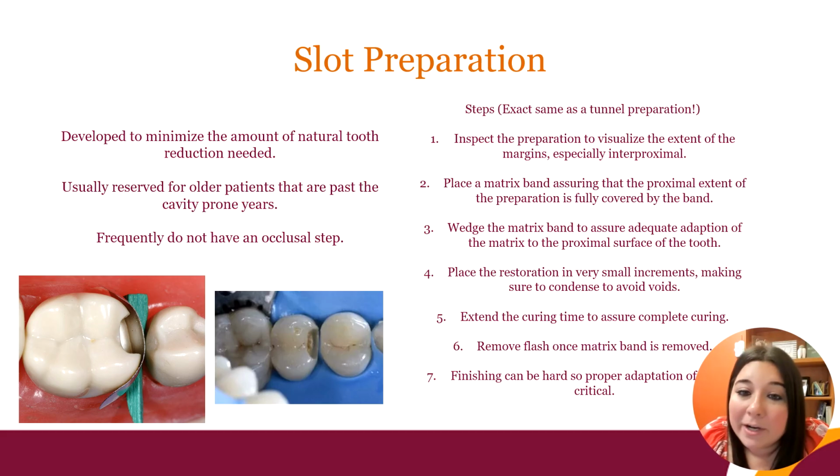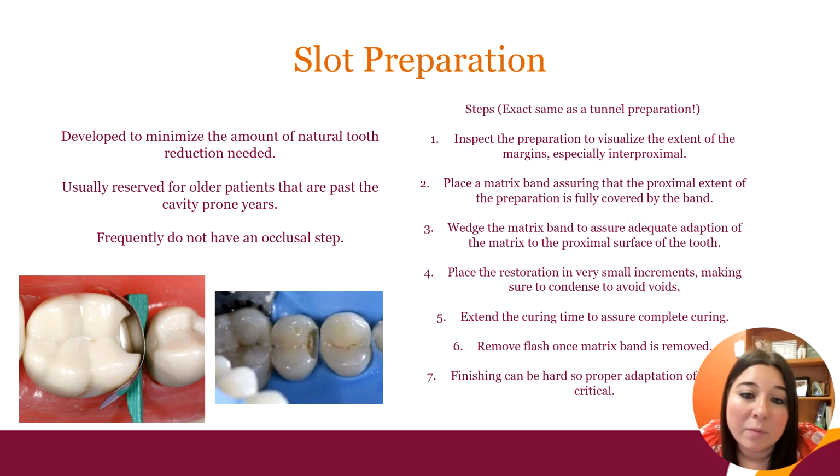Now, slot preparation is going to be a lot more common. Again, developed to minimize the amount of natural tooth that needs to be removed. They're usually reserved for older patients that are past the cavity-prone years, and they frequently do not have an occlusal step. It's usually just one fluid box straight to the cavity. The steps, though, are exactly the same as a tunnel prep's placement.